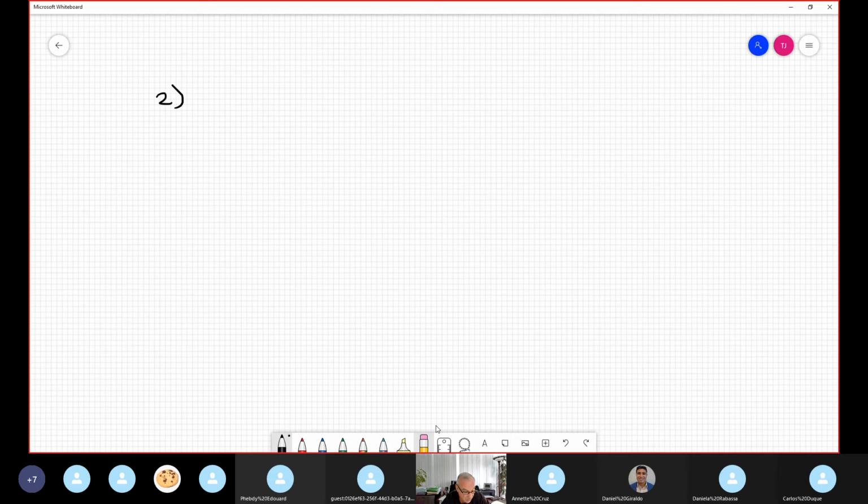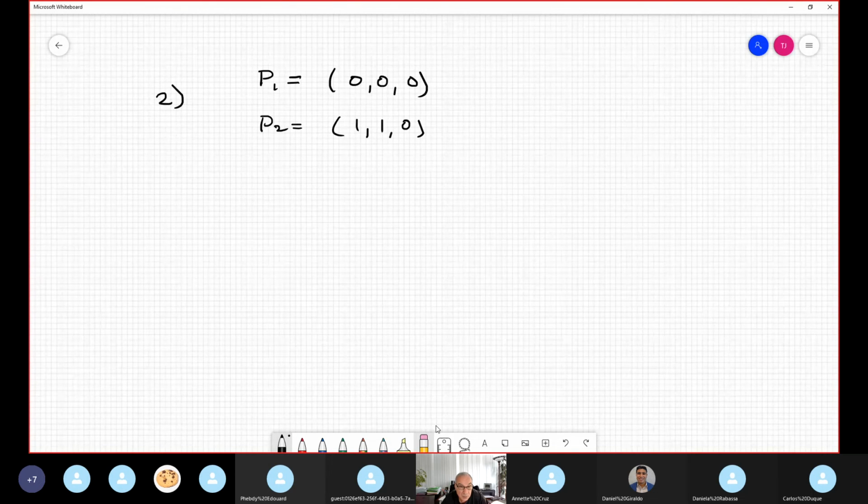Question number 2 in the review package says, find the area of the triangle whose vertices are given. So we have 3 points: P1 is 0,0,0, the origin. P2 is 1,1,0, and P3 is 1,1,4. You can plot the points if you want, but it's not necessary. This is the tricky part.